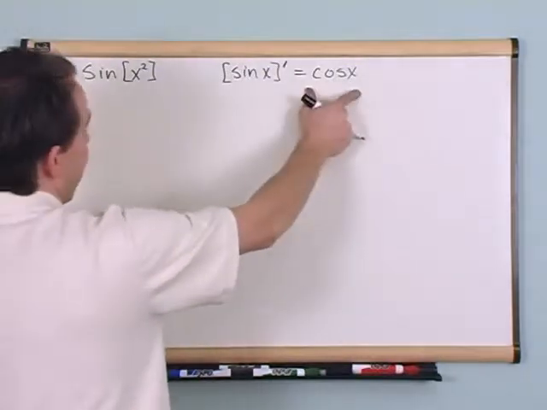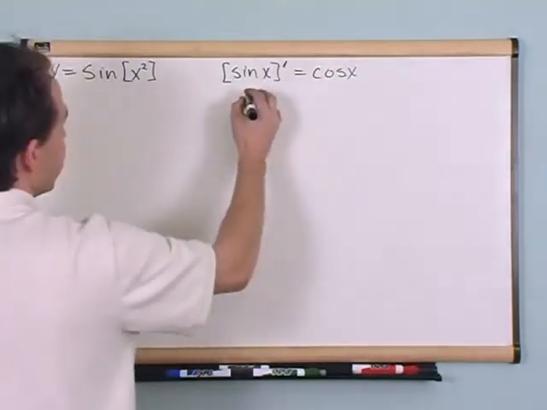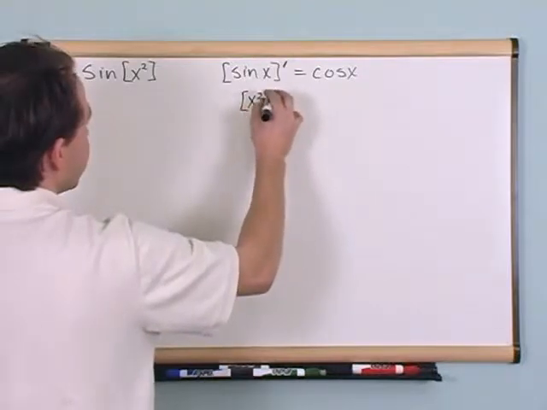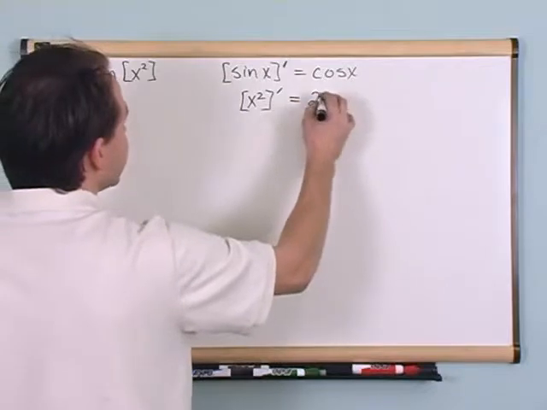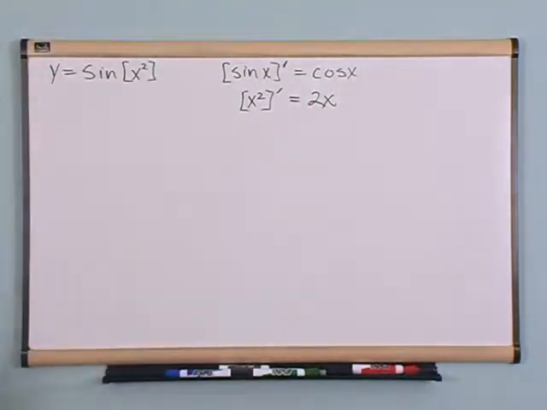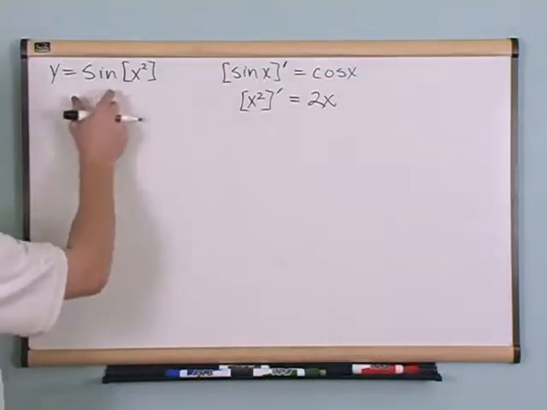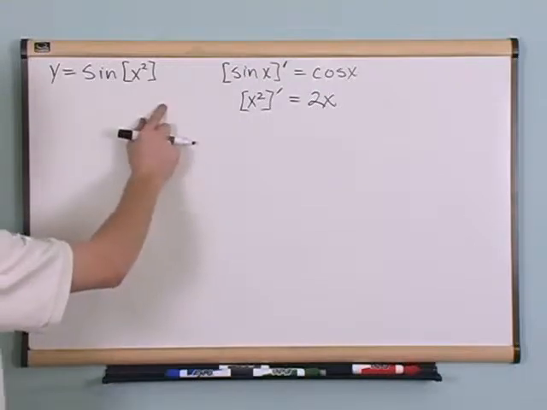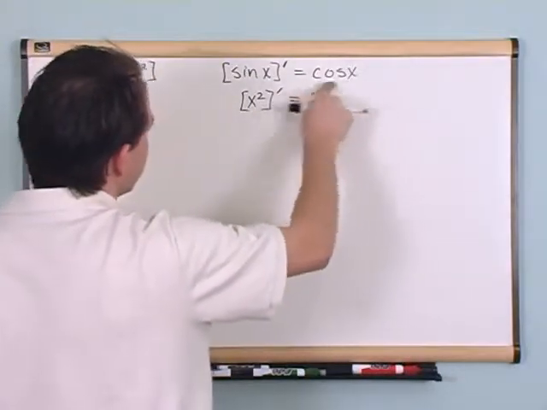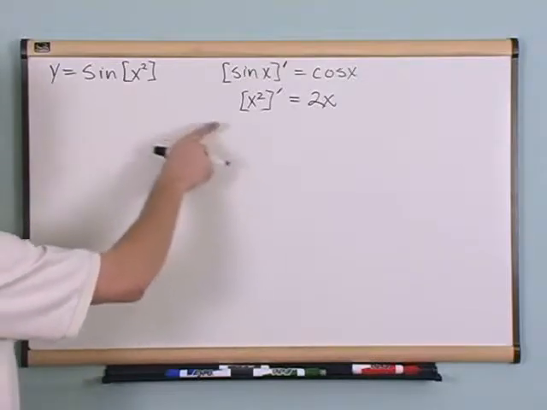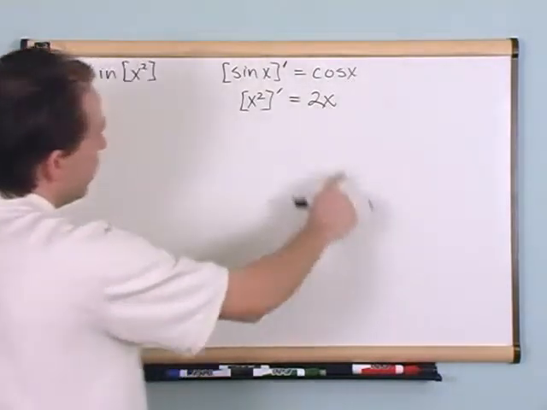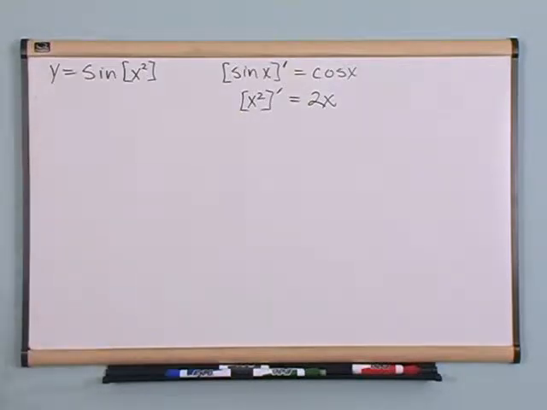You know this fact is true, and you also know that if you were to take the derivative of x squared by itself, you would get 2x. I taught you both of those things individually. So, if you were to guess, this function has something to do with sine, so the derivative is going to have something to do with cosine, and this function also has something to do with x squared, so the derivative is going to have something to do with 2x. The question is, how are they related to one another?